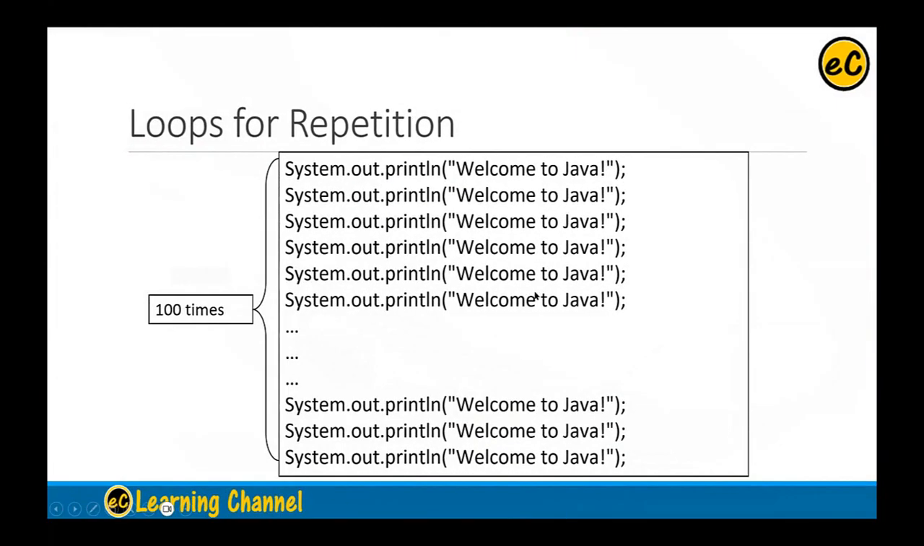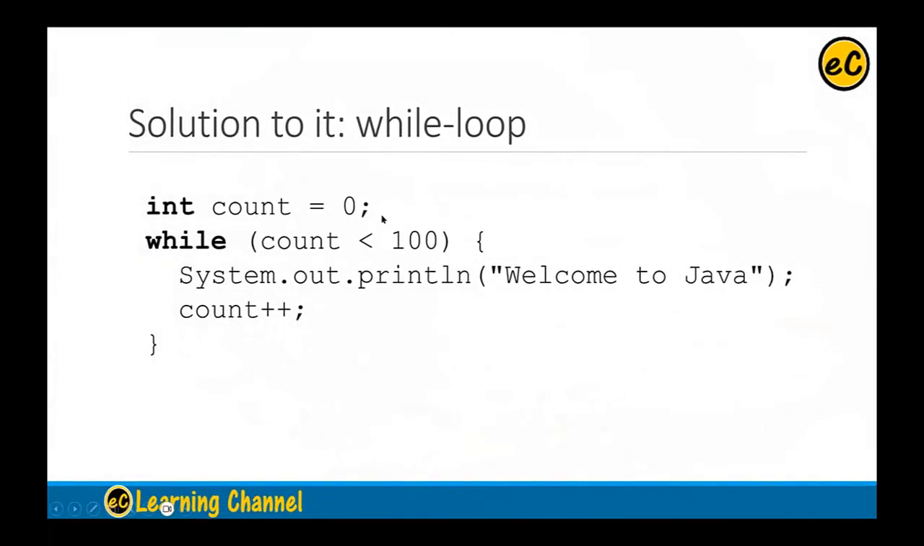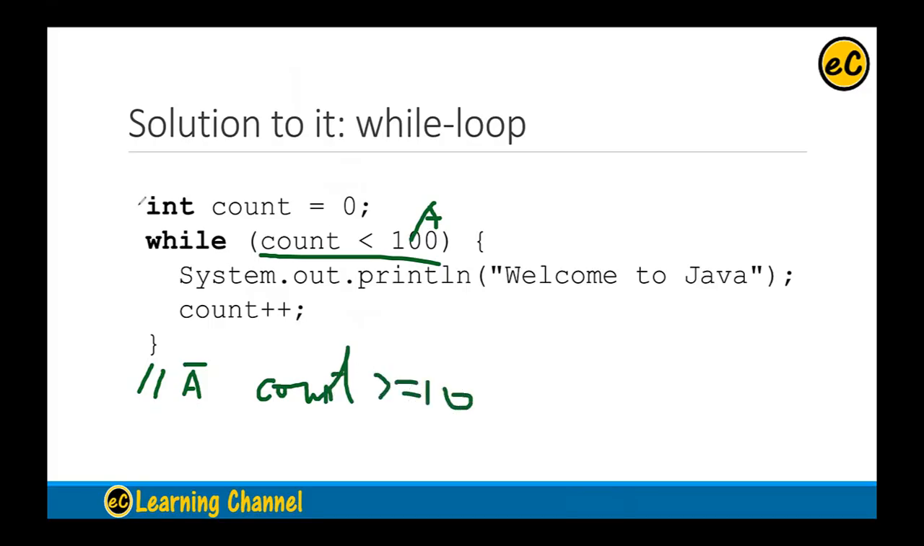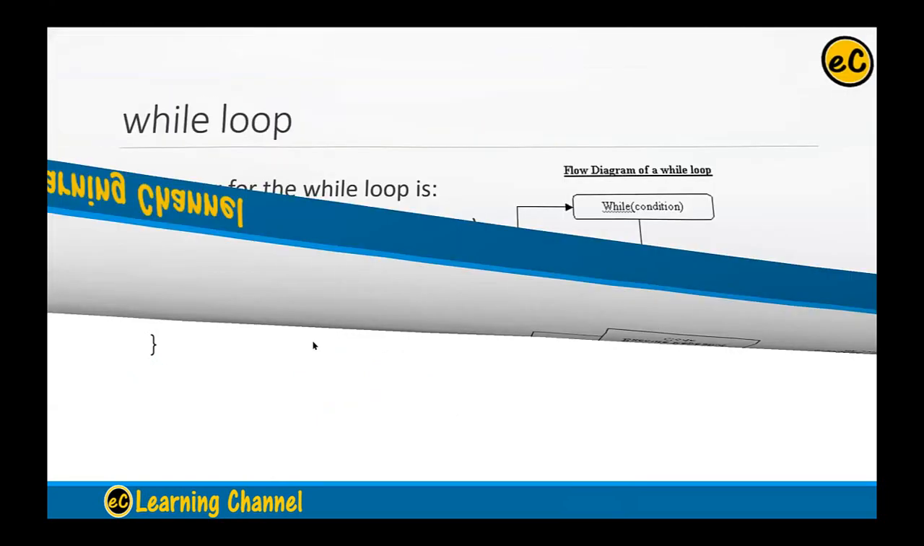Loop. Loop is for repetition. So int count equals 0, while count is less than 100, we print something. I think this loop is okay. Everybody knows this one. Remember only one thing. Here you have a condition, and when you finish it, here you will have the negation of the condition. So you guarantee the counter will be greater than or equal to 100 after the while loop. It will be greater than or equal to 100 after the while loop.